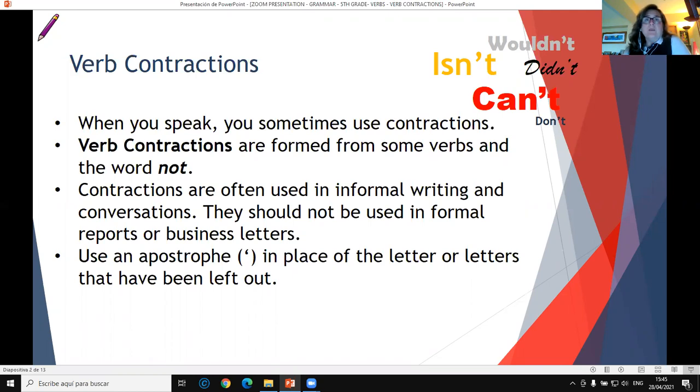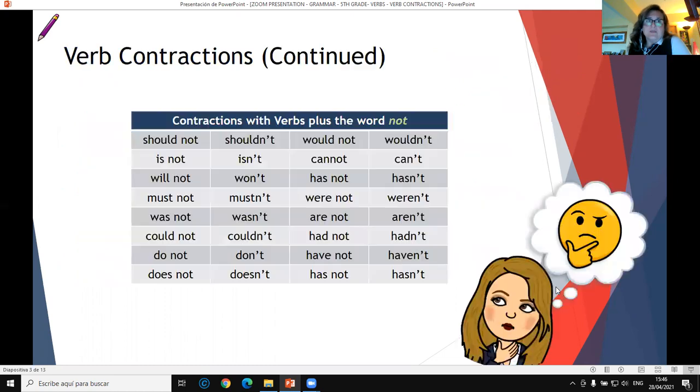We use an apostrophe in place of the letter or letters that we have left out when forming the contraction. Here we have some examples. We have wouldn't, isn't, didn't, can't, and don't. So let's see how we form these contractions.